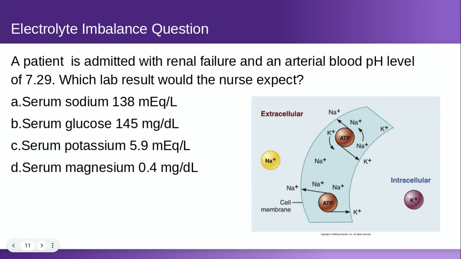As we talked about before, I told you guys to remember that high potassium levels are associated with low pH levels. Okay, so which lab result would we expect to see? We're going to go through these. We already talked about how renal failure patients have an issue with potassium. Whenever we have high potassium levels, we expect low pH levels, or with low pH levels, we expect high potassium levels. And the correct answer is C, serum potassium of 5.9, which is an elevated serum potassium level.